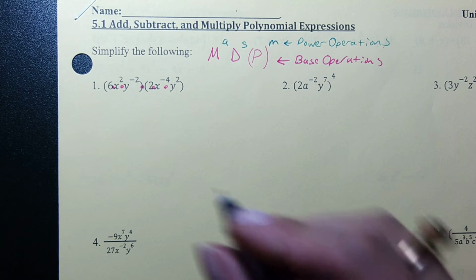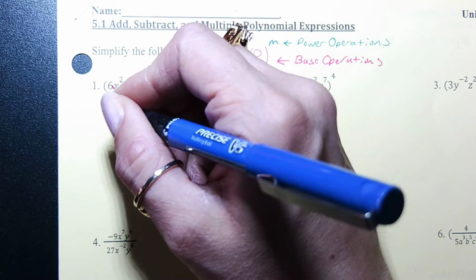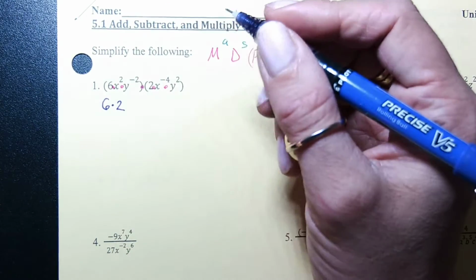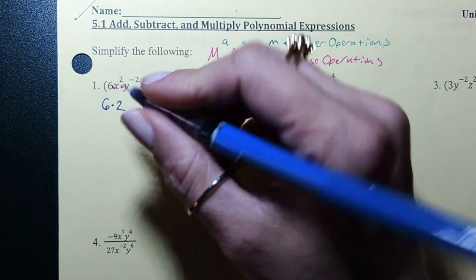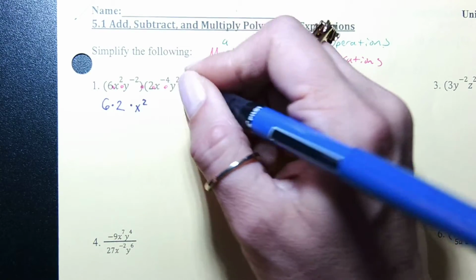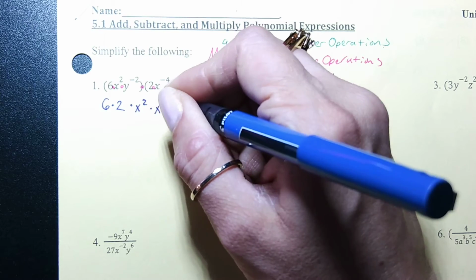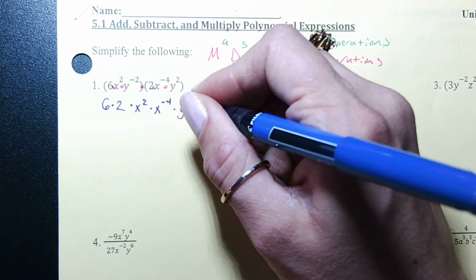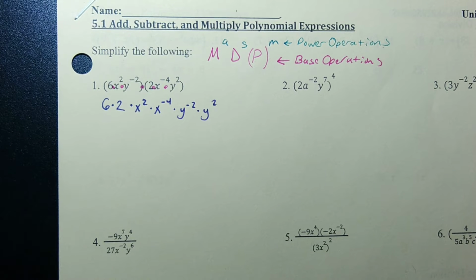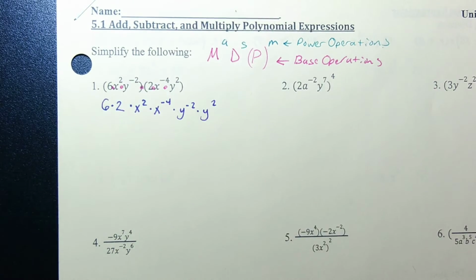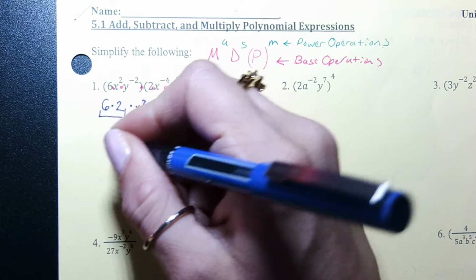So this is all multiplication. I'm just going to be putting my like stuff together so that I can multiply them. So coefficients together, 6 with the 2, x squared with the x to the negative 4th, and then the y to the negative 2 with the y squared. So nothing's getting distributed. I'm not introducing any plus signs. I'm just shuffling it around so that my like terms are by each other. So 6 times 2 is 12.